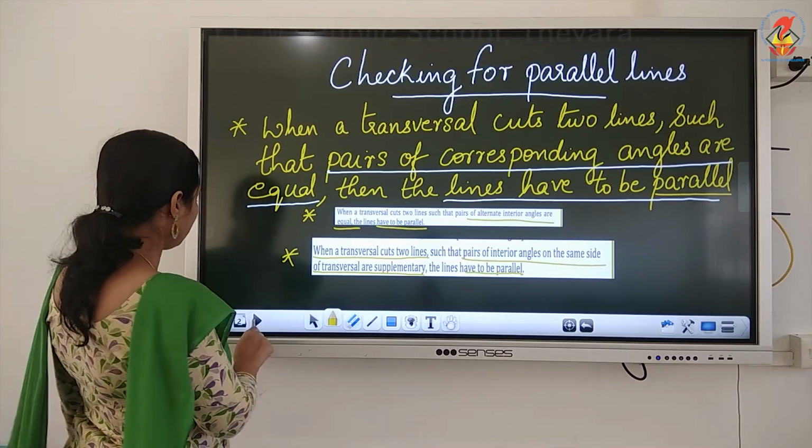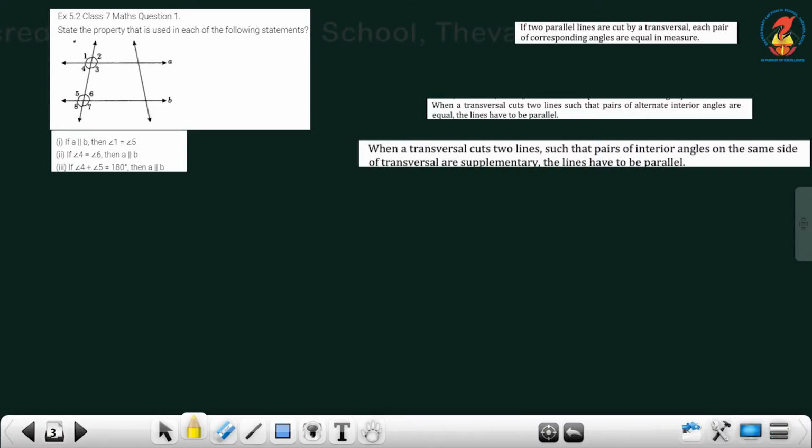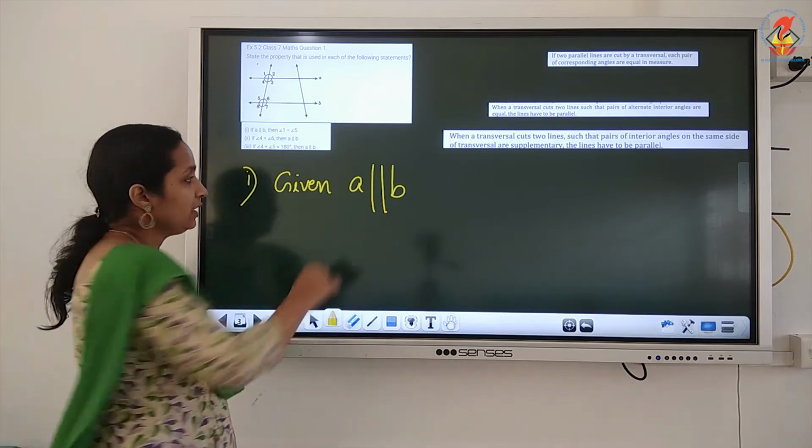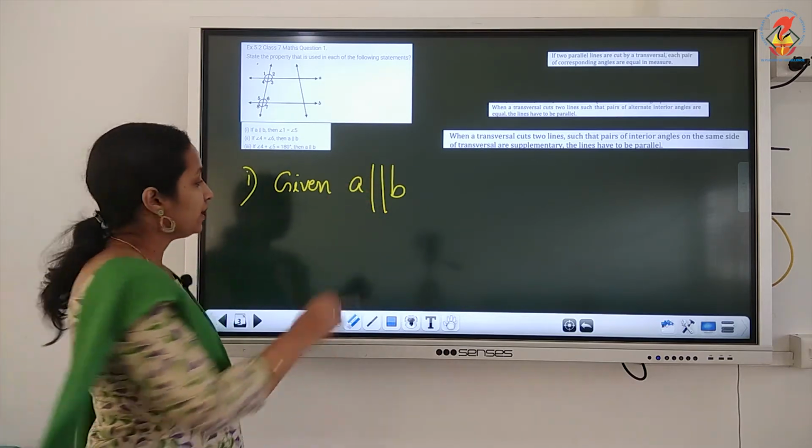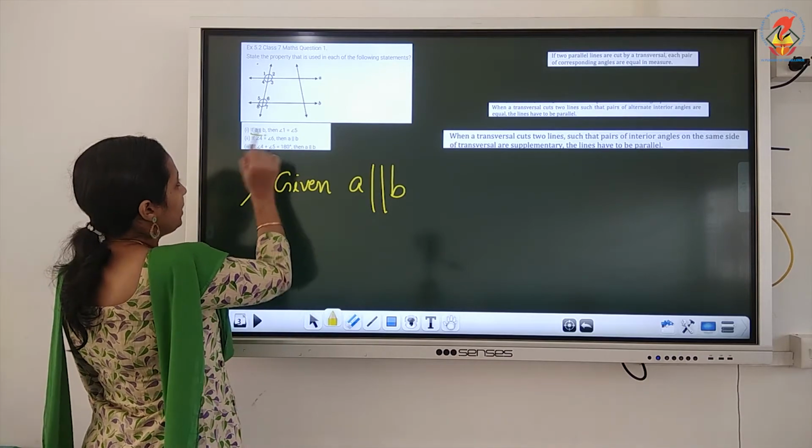Now, look at the first question. State the property that is used in each of the following statements. What is the first statement? Given that A is parallel to B.